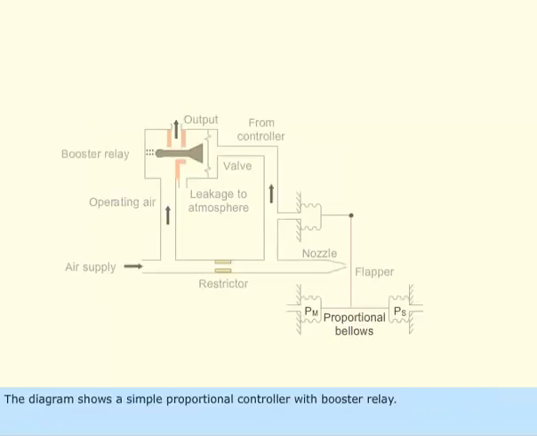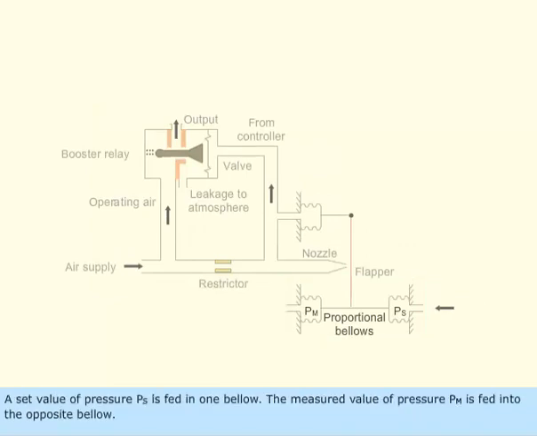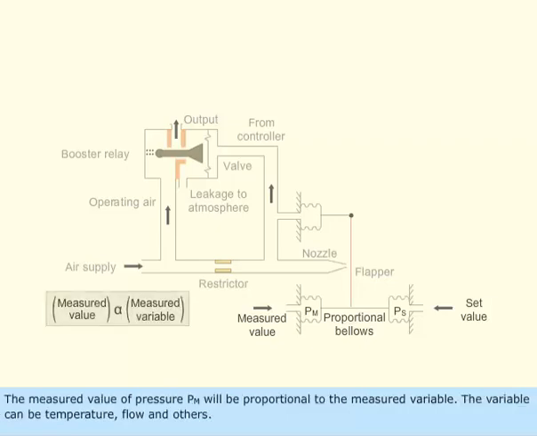The diagram shows a simple proportional controller with booster relay. A set value of pressure, P_S, is fed in one bellow. The measured value of pressure, P_M, is fed into the opposite bellow. The measured value of pressure P_M will be proportional to the measured variable. The variable can be temperature, flow, and others.